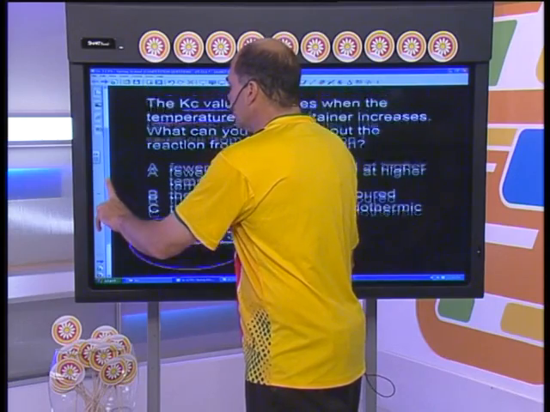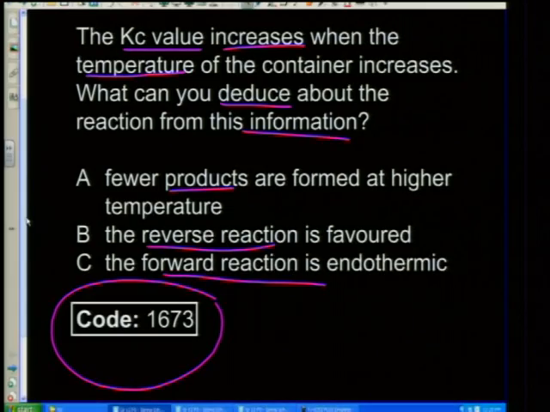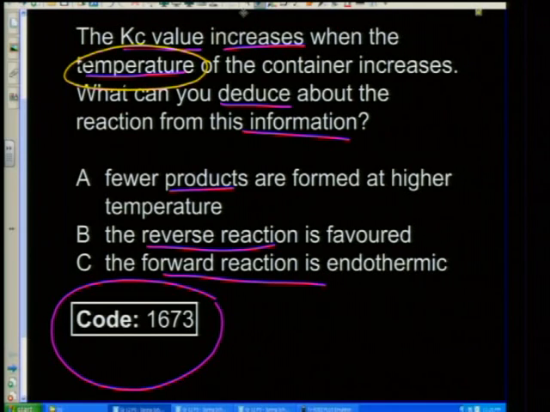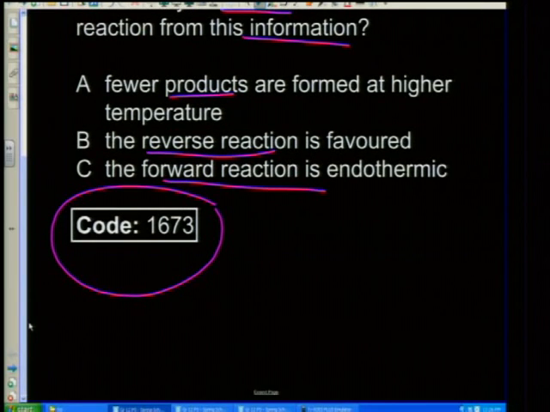Okay, so another multiple choice, but this time one that you've seen, one that you've been working on, and we're asked about the effect of Kc on temperature. That's really what this question is about. How does temperature affect Kc? So I want to explain it like this.